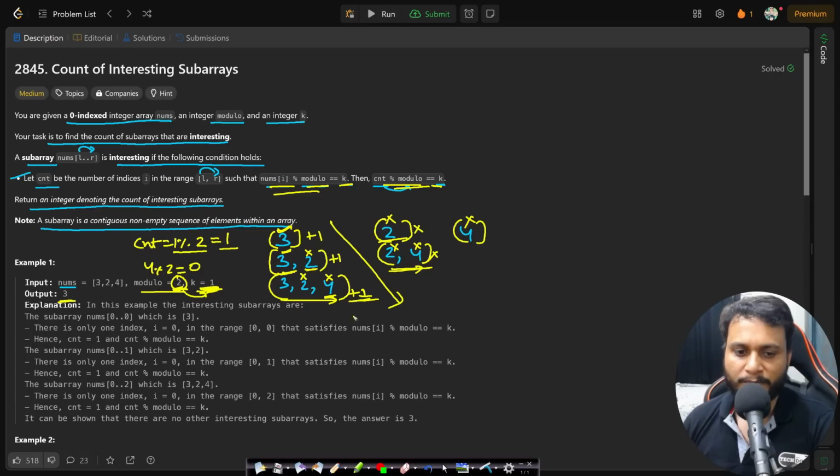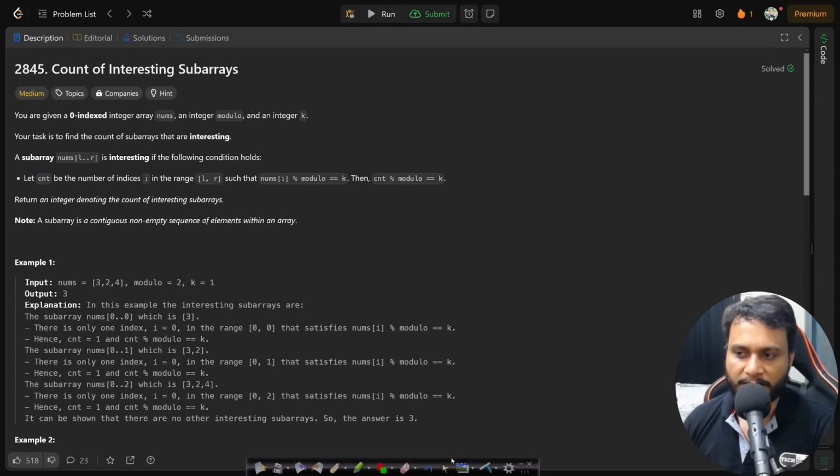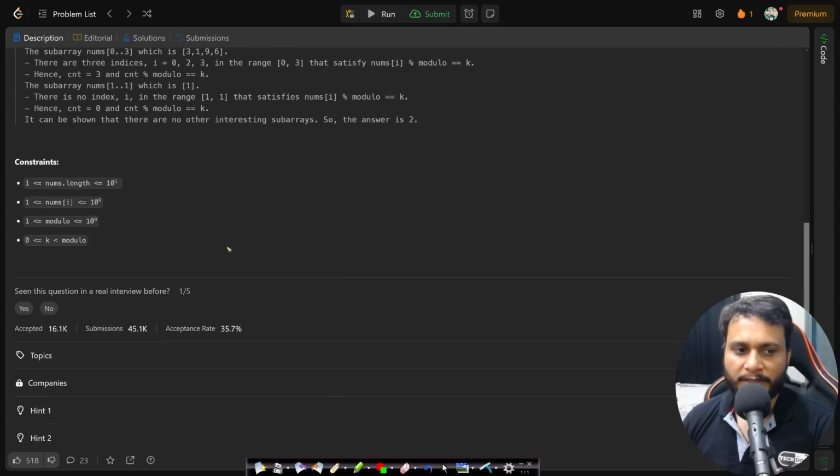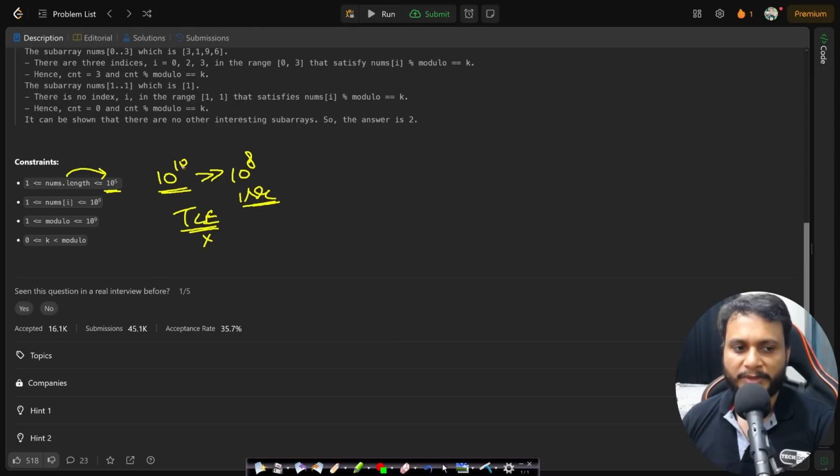So if you end up solving for all the subarrays, then that can go to order of n square. And you know that if you have nums length as 10 to the power of 5, then an n square algorithm can mean 10 to the power 10 operations, which is much greater than 10 to the power 8, which is the standard for 1 second. So definitely you are going to get a TLE. You should not go with this approach, right? So we need to do something better than n square. Definitely n log n or n would be so much better.